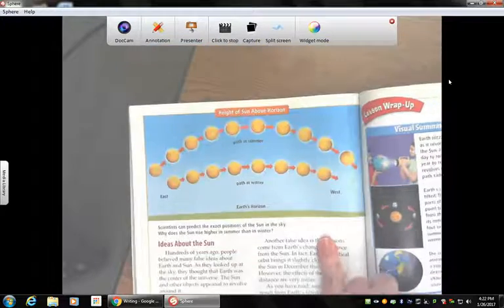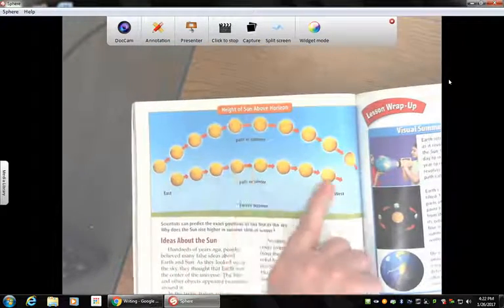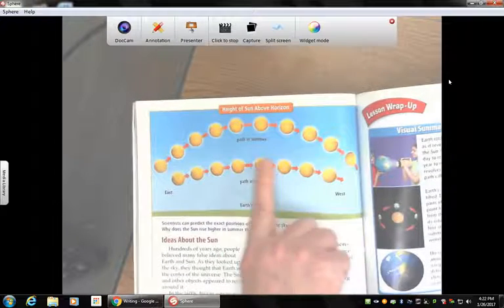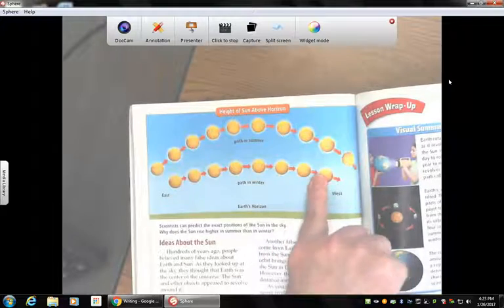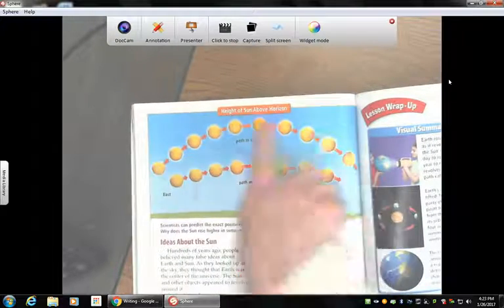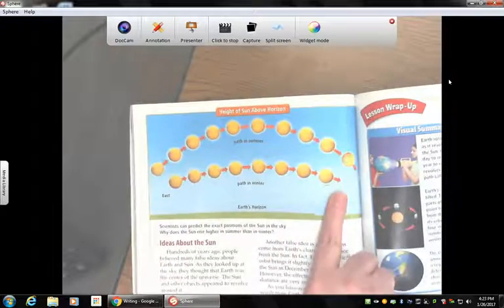And this graphic here shows that when it's in the wintertime, the sun, in relation to the Earth, appears to just stay lower in the sky. And then in the summertime, it appears to be much higher. This causes longer days in the summer, shorter days in the winter.